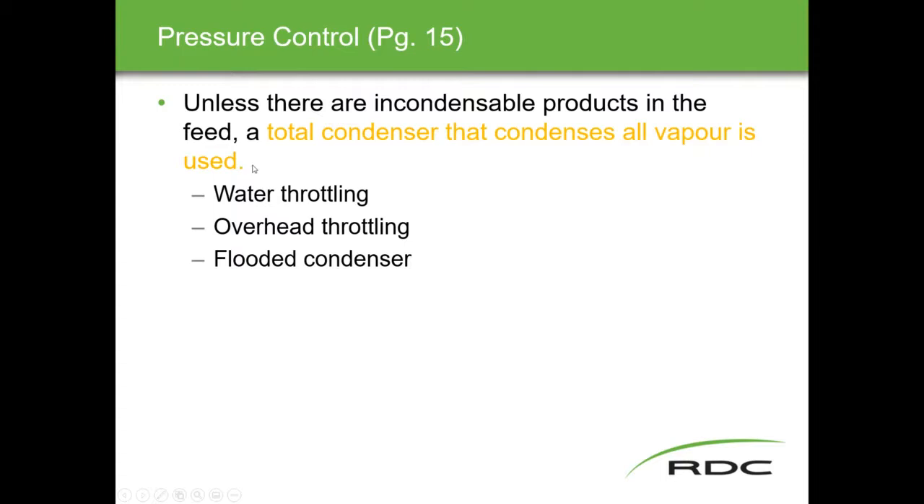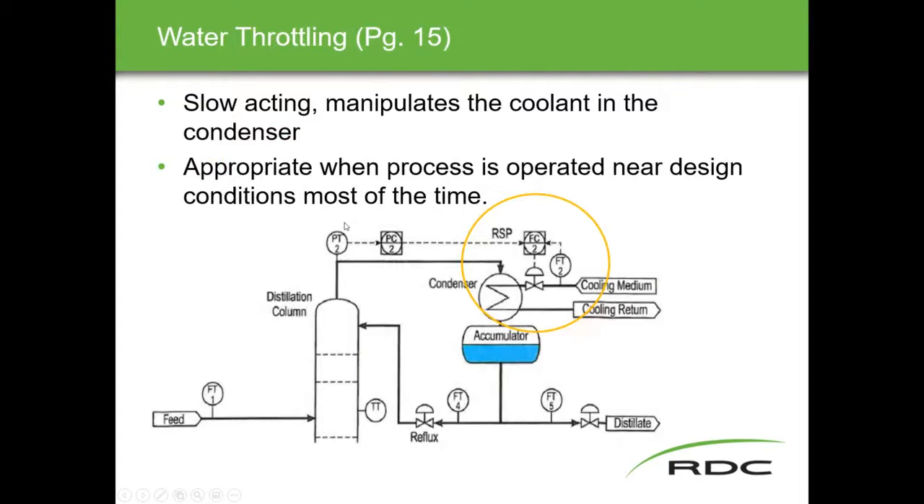So in its very basic form, we'd use what's called a total condenser. And a total condenser, just as the name implies, condenses all the vapor that is used. But as we move forward here in terms of control strategies, we're going to be looking at these next three different ones here. Water throttling, overhead throttling, and flooded condensers. So these are methods that are used to control pressure inside the column. Okay, so you're going to have to be able to identify them.